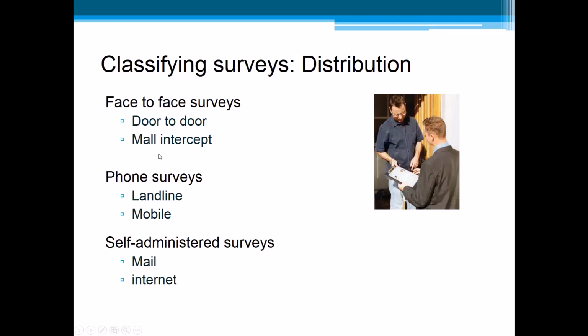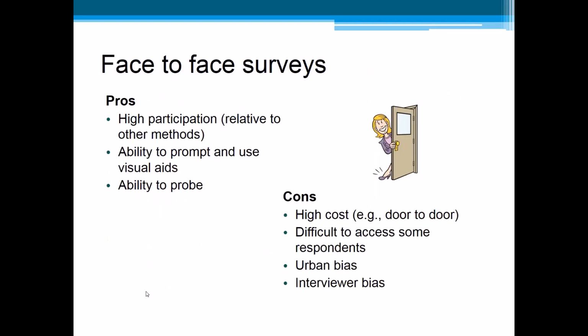We can also think about another common technique which is called the intercept technique, or a mall intercept. This is where someone might stand in the street, not necessarily in a mall, and just intercept people as they're passing and try to get you to fill out a survey. We've got phone surveys and also self-administered surveys, so paper-based surveys that are delivered in the mail or delivered online. And we can talk about pros and cons of each of those. So if you think about face-to-face surveys, we generally say that these have a very high participation rate.